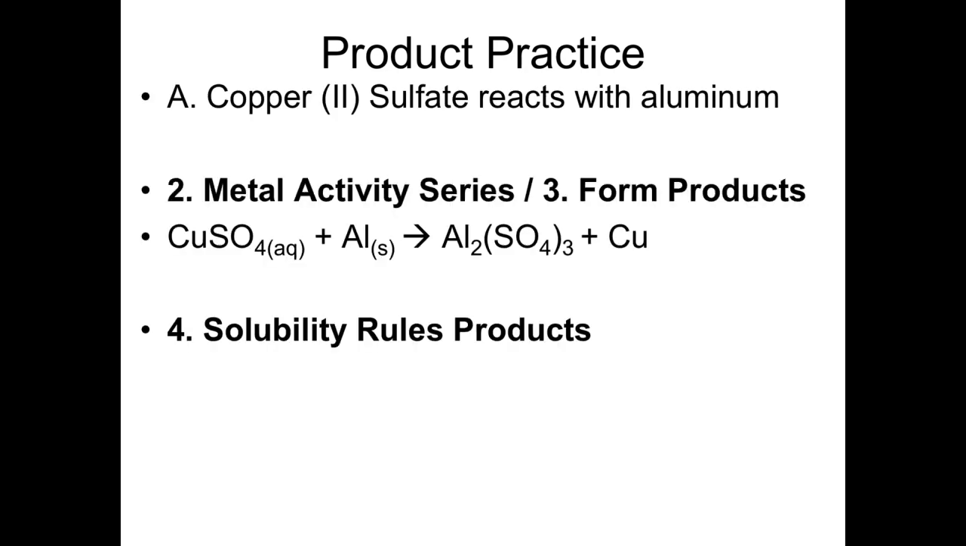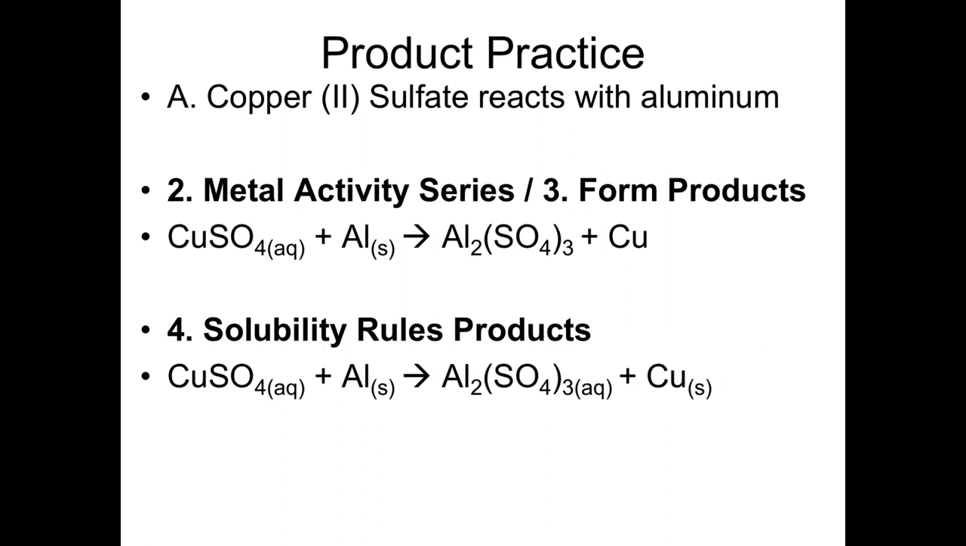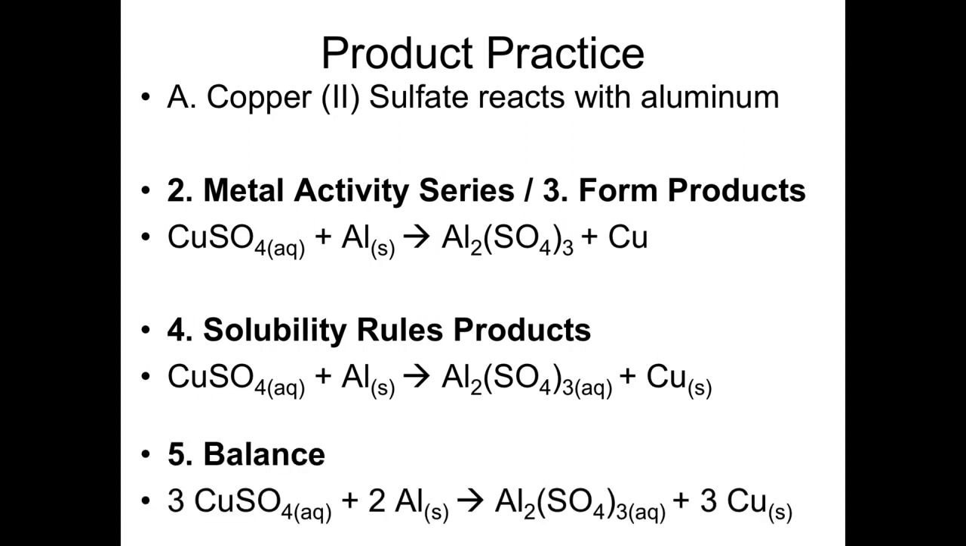And then the last thing we have to do is solubility rules. When you look at the solubility rules, SO4 with aluminum is going to be aqueous. Copper is going to be a solid. When we balance that, you have a 3 in front of the CuSO4, a 2 in front of the aluminum, and then a 3 in front of the copper, and you're good.